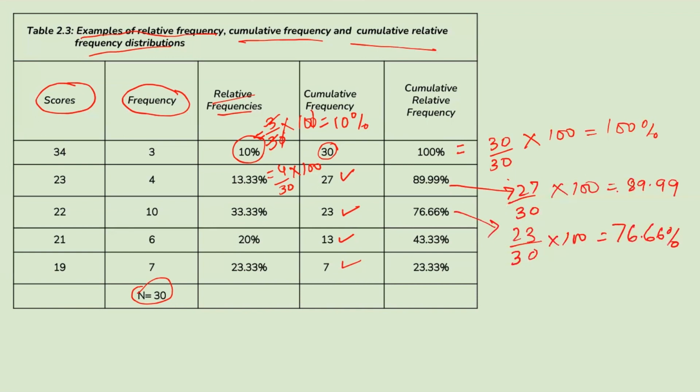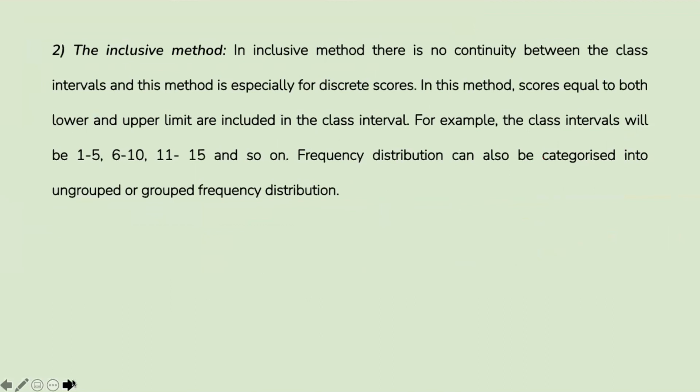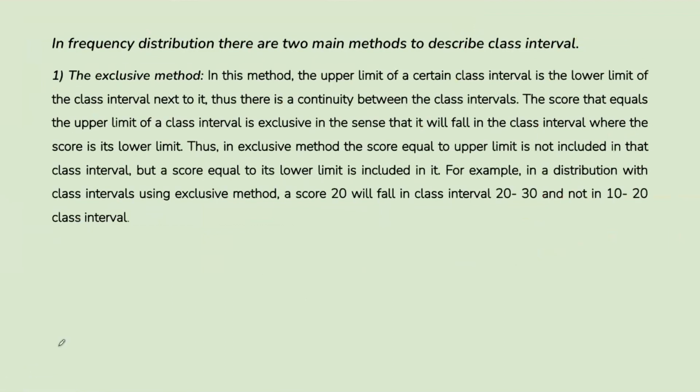Now, after seeing this, let us see what is meant by exclusive. In frequency distributions, there are two main methods to describe class intervals. The first is the exclusive method and the second is the inclusive method. First we will discuss what is meant by the exclusive method. What happens in the exclusive method? In exclusive class intervals, the upper limit of one class is the same as the lower limit of the succeeding class. Let me give an example. Suppose these are classes, and this is the corresponding frequency.